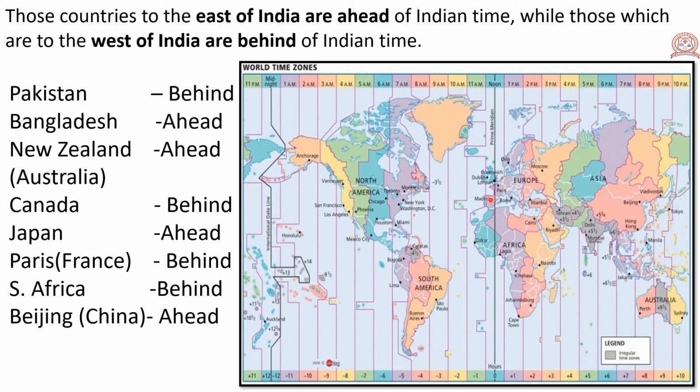Paris in France. It is located in the west of India, so the time here is behind Indian time. South Africa. It is also located in the west of India, so the time here is behind Indian time. Beijing in China. It is located in the east of India, so the time is ahead of Indian time.